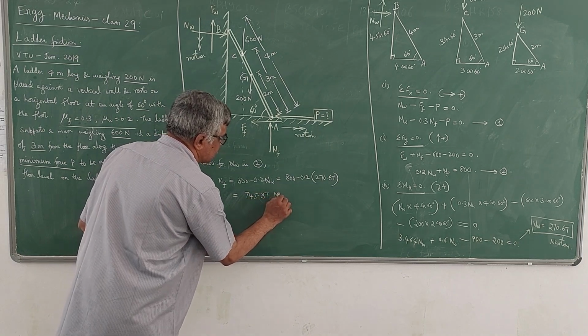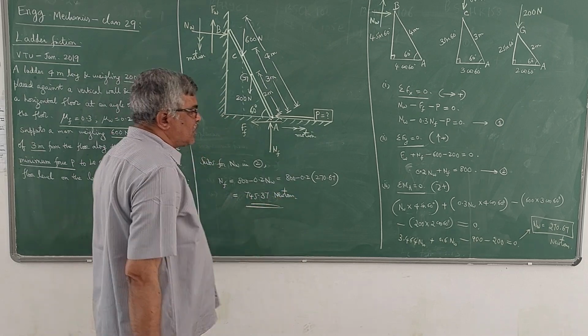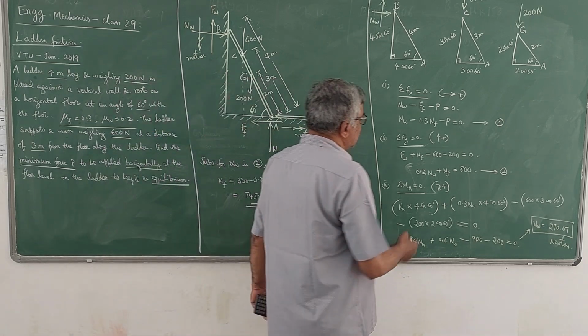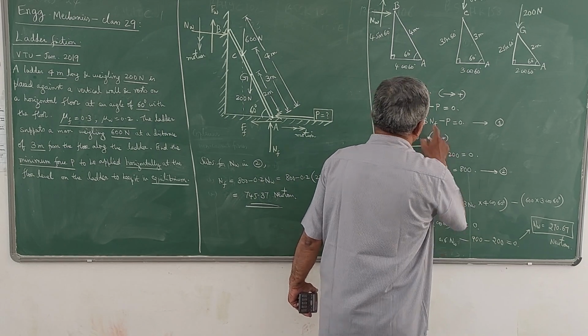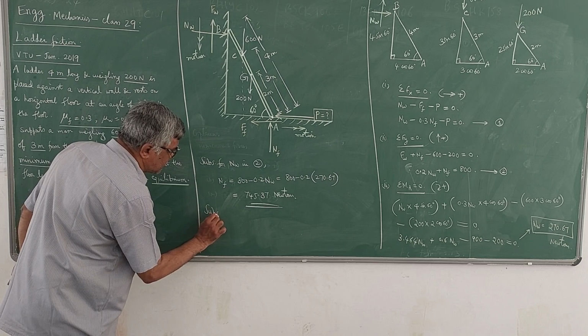745.87 newtons. So this also will be newtons. That is the value of NF. So once you get the value of NF, both NF and NW are known. Substitute in equation 1, and we will get the value of P.